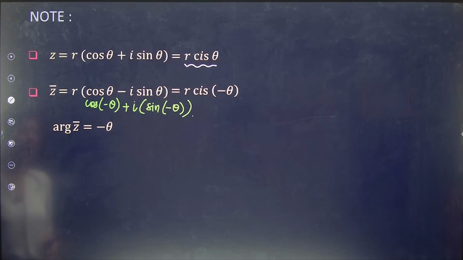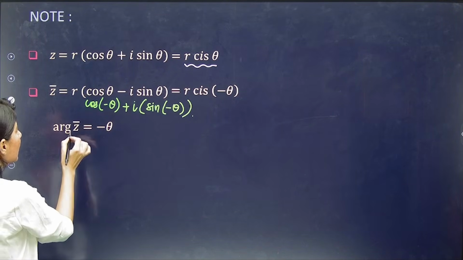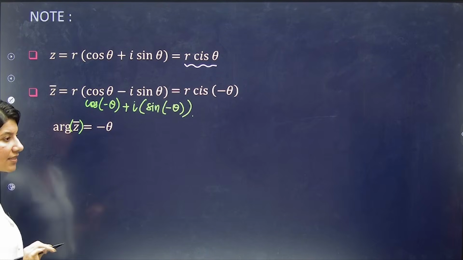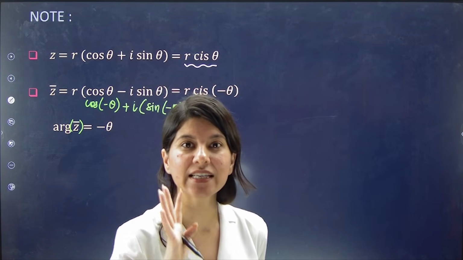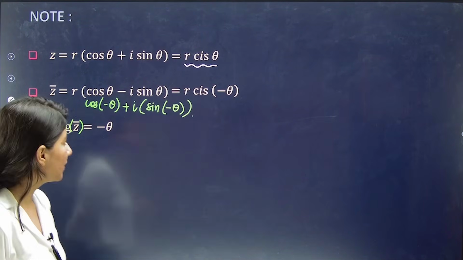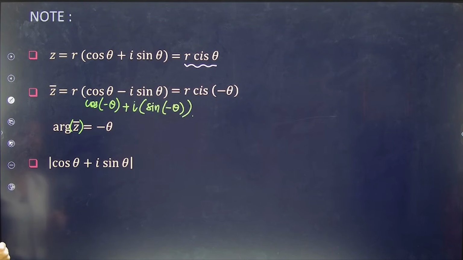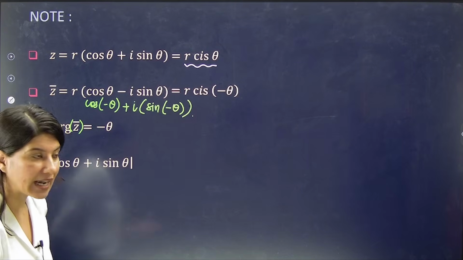So clearly, if the argument of z is theta, then the argument of z bar will become minus theta, right? Suppose it is given that the argument of z is theta. So the argument of z bar is what? Minus theta. Right or wrong? Yes? Okay.